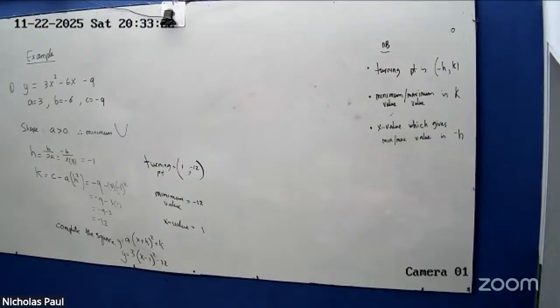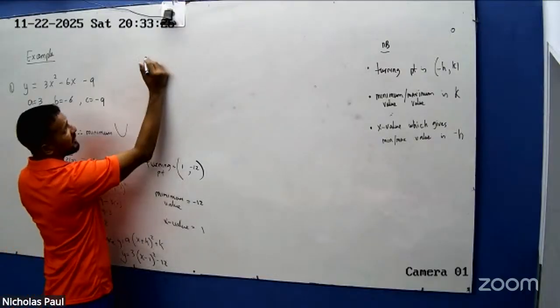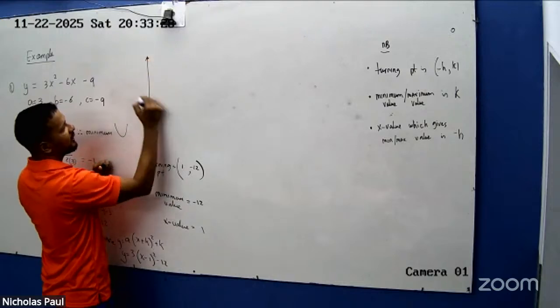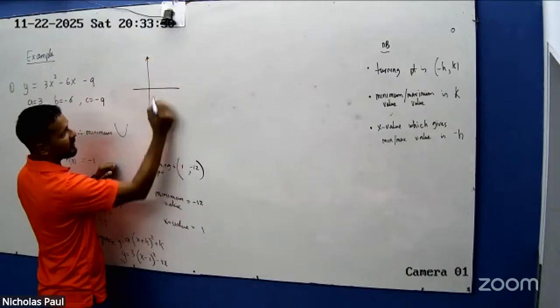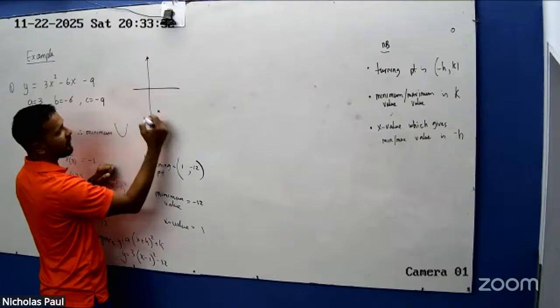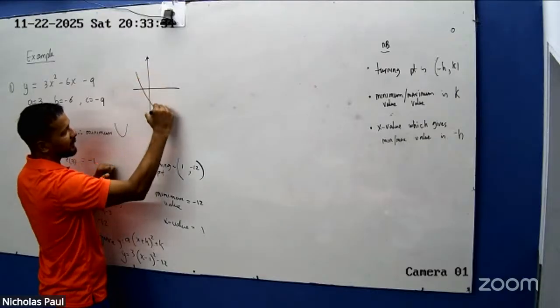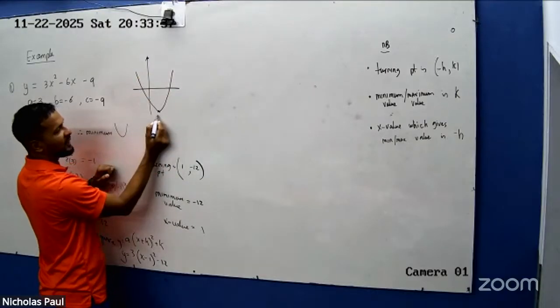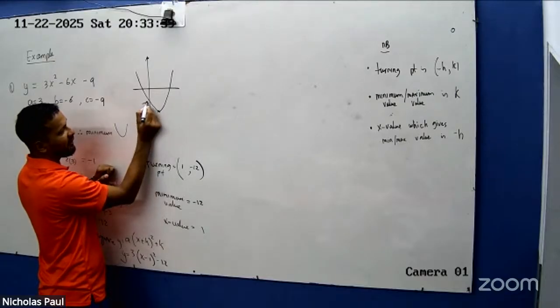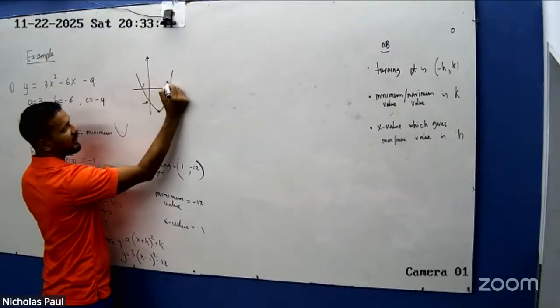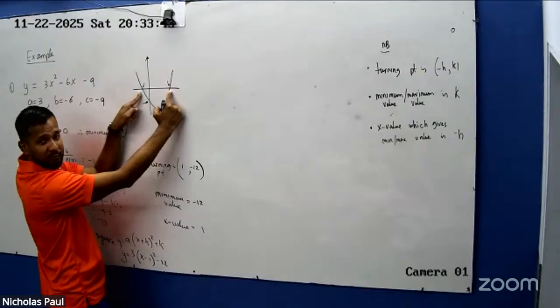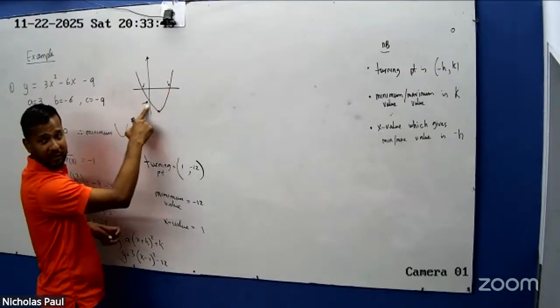Right, so we have turning point, we have minimum. So if you have to sketch it, it might look like this. 1, minus 12 is somewhere here. So it might look like this. But to know if it's actually correct, we need to get here, here, and here. Let's call these again. And here is the y-intercept.